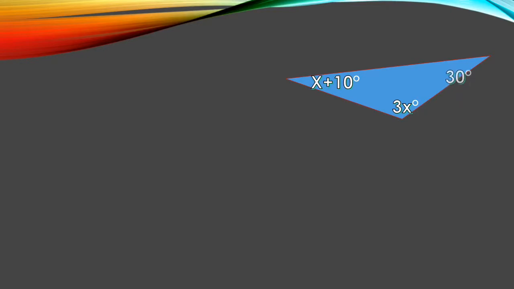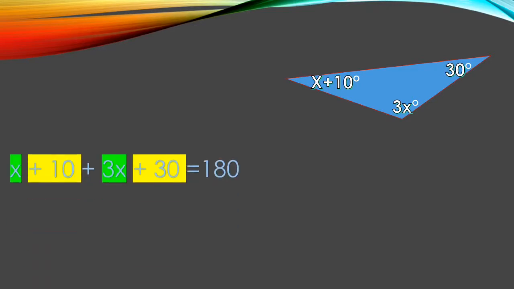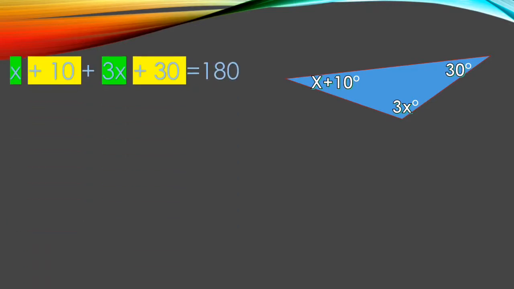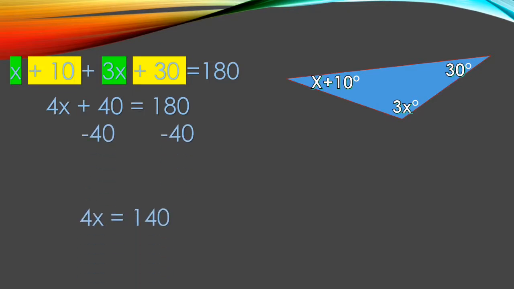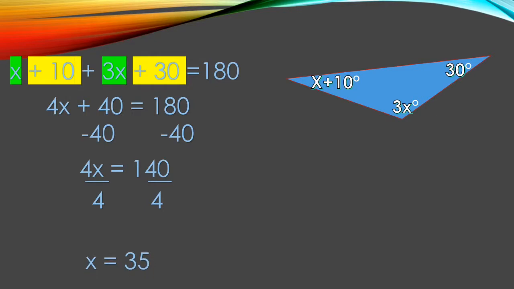So here we have these three parts. I put them into an equation that says x plus 10 plus 3x plus 30 equals 180. I've color-coded the like terms. So we add the x and the 3x and we get 4x. We add the 10 and the 30 and we get 40. From there, we're going to balance the equation by eliminating the constant on both sides. 4x equals 140. Divide both sides by the coefficient, which is the number next to the letter, and that's 4. And then 140 divided by 4 will get us 35.